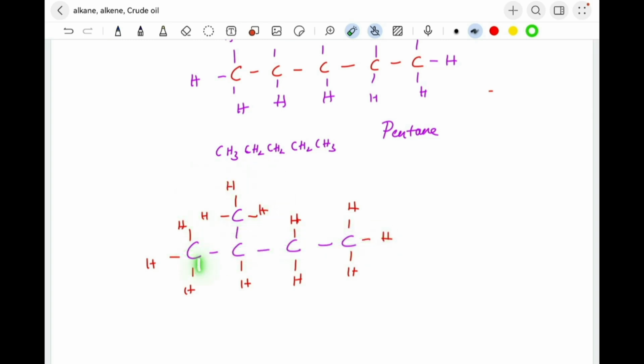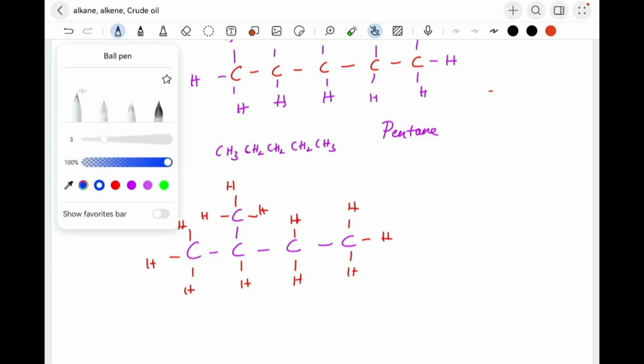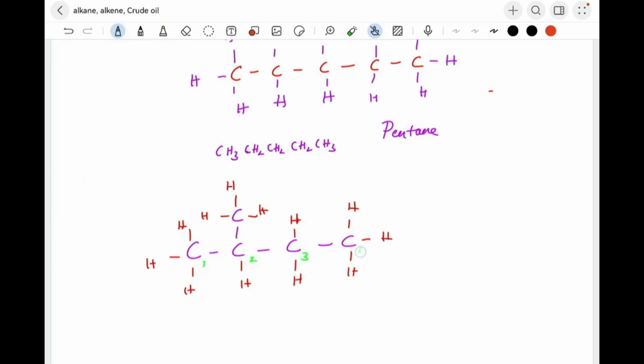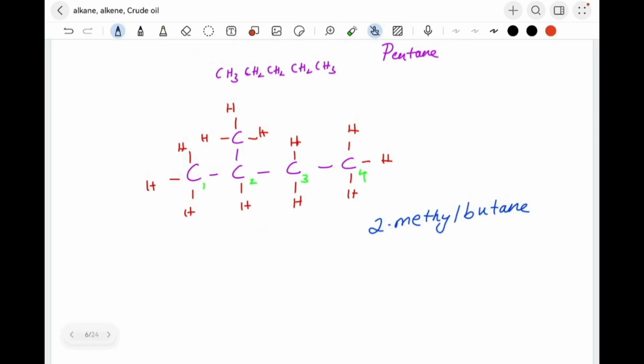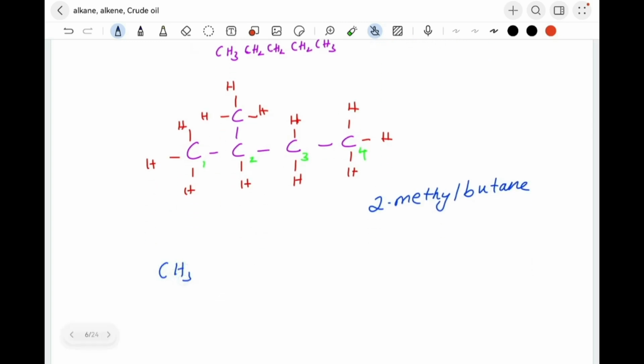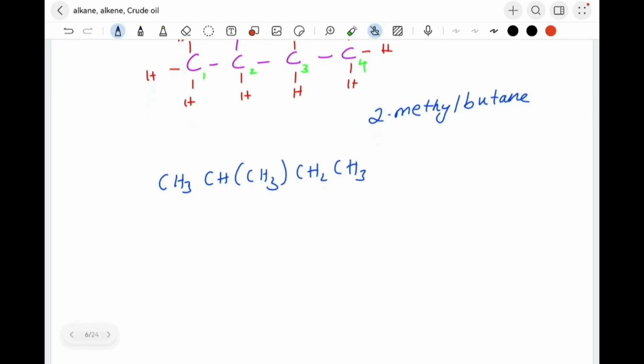If I name from left to right, 1, 2, 3, 4, the branch will get 2. In case I start numbering from right to left, 1, 2, 3, 4, the branch will get 3. So we have to start numbering from left to right. 1, 2, 3, 4. Now the branch will get 2. So the name of this compound is 2-methyl-butane. And how do we draw the structural formula for this? CH3. And for the second carbon, CH, in a bracket, the branch, CH3, CH2, CH3.